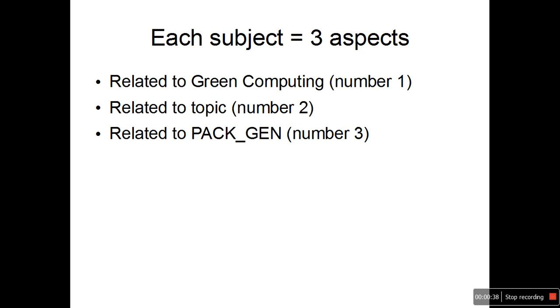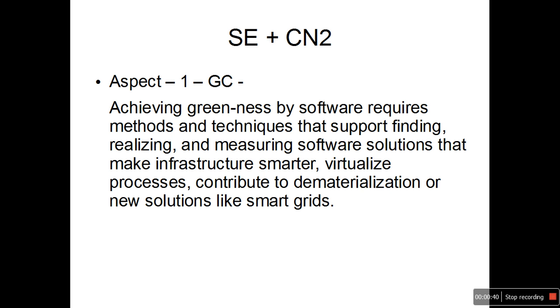So let's get started. This applies to both software engineering and CN2. First aspect is green computing. Of course, you need to achieve greenness by software which is optimized and it has smart features such that it turns the light off as soon as you leave the room. Something as simple as that. Well, that can be used in software engineering.